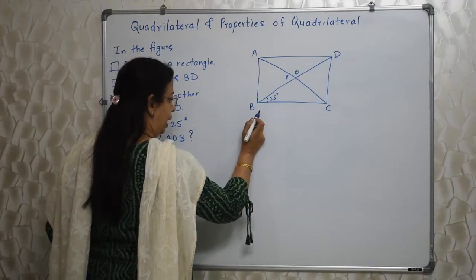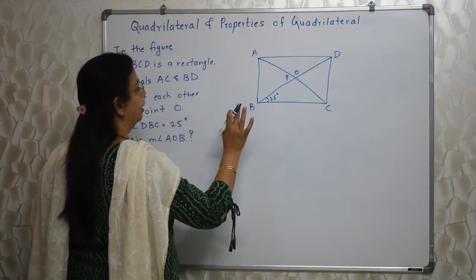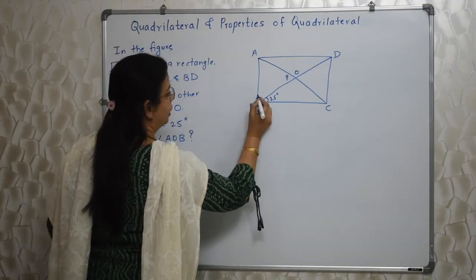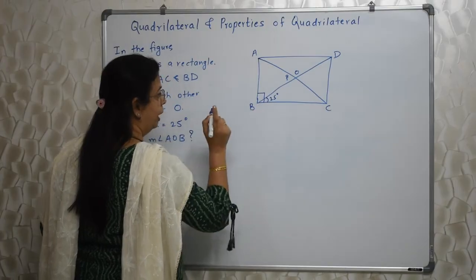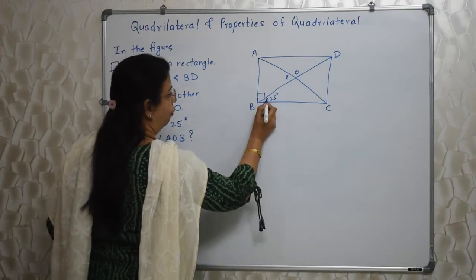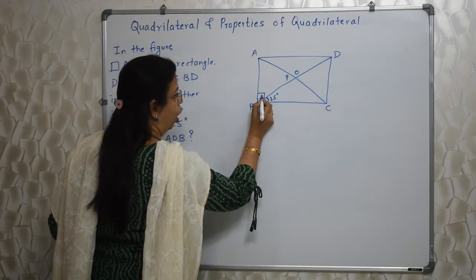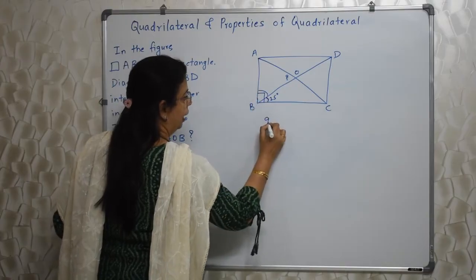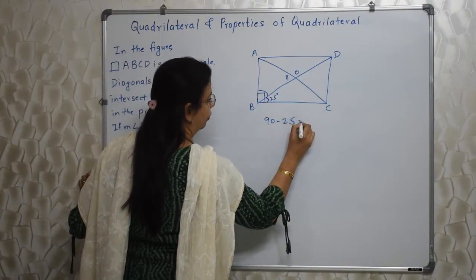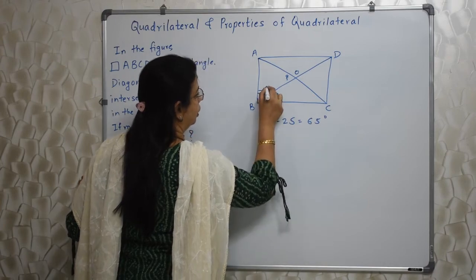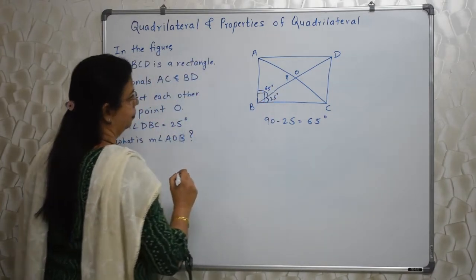In case of a rectangle, we all know that every angle is 90 degree. So obviously this entire one has to be 90. Out of that, if this is 25, how much will this be? 90 minus 25, that is 65 degree. So this is 65 degree, right?